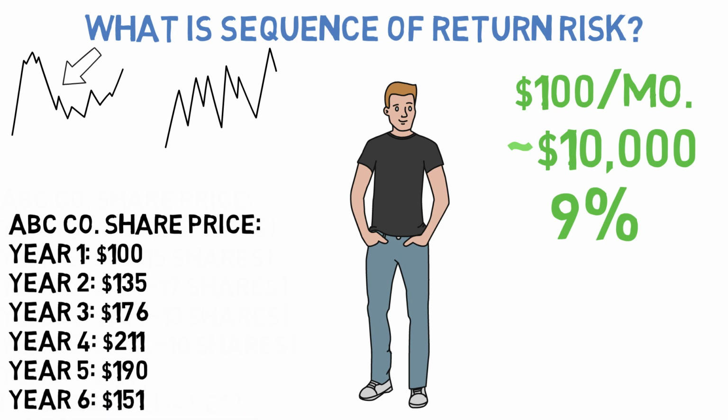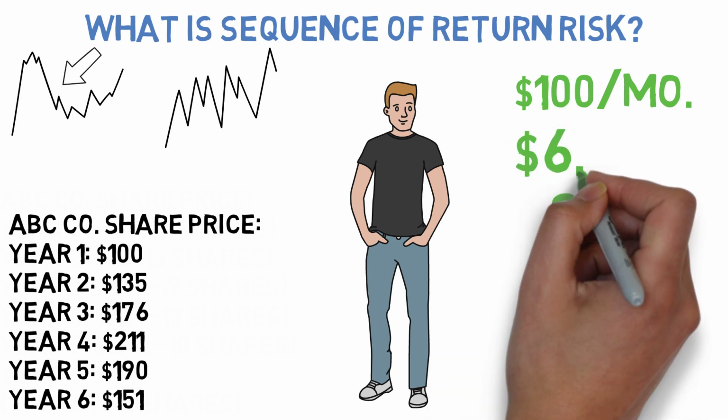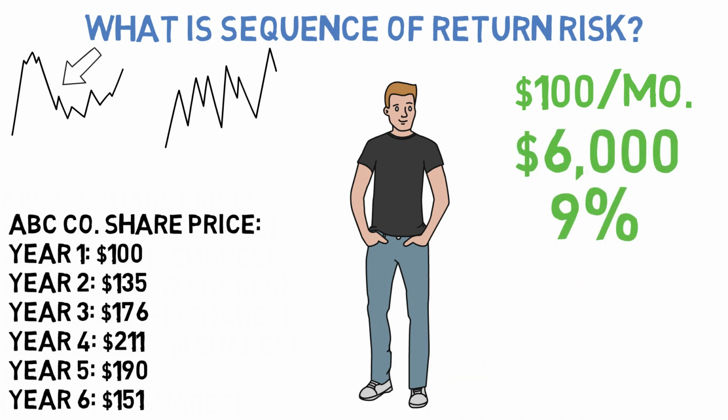He'd still be able to buy the 12 shares in that first year before the price changed, but because the price rose after that, he'd only be able to afford 9 shares in year 2 and 7 in year 3. He'd only be able to buy about 6 in both years 4 and 5. In total, he'd own less than 40 shares by the end of his 5-year investing window, and he'd have a net worth of around $6,000, even though the share price at the end was still the exact same at $151 per share.